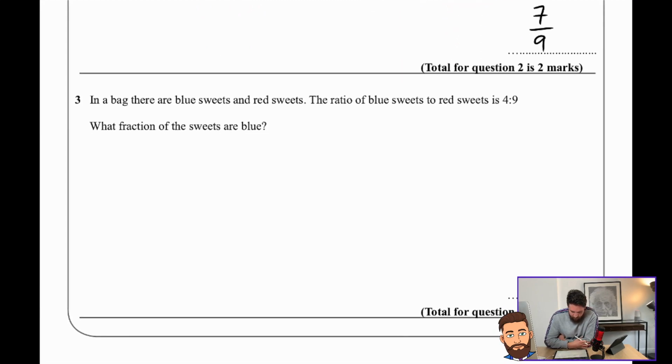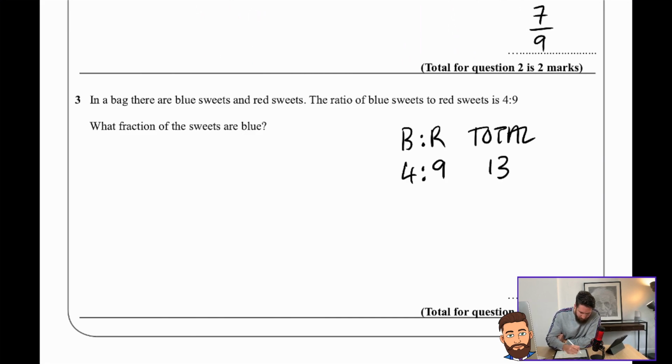And these questions are very similar. In a bag there are blue sweets and red sweets. The ratio of blue sweets to red sweets is 4 to 9. So blue to red with a total is 4 to 9. That must be a total of 13. Then we can read the question, what fraction of the sweets are blue? Well, I can see here clearly there are 4 blue sweets. And if we're talking about all the sweets, we're talking about 13. So the fraction must be 4 out of 13.